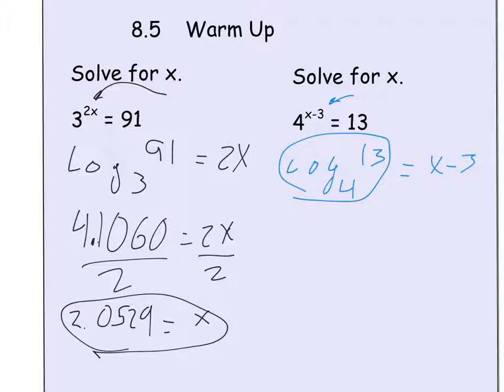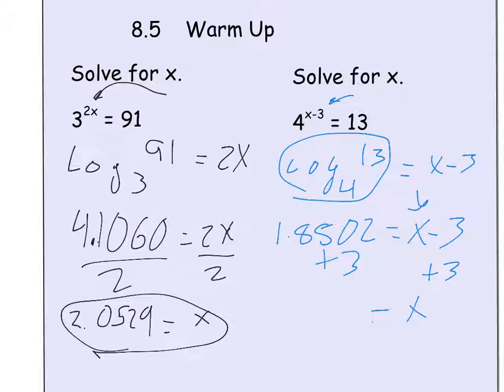Okay, so when I plug that in, log base 4 of 13 and hit enter, I get 1.8502 equals x minus 3. So if we want to solve for our variable x here, we're going to add 3 to both sides, and x equals 4.8502. And that would be my answer right there. So that's just kind of a warm-up. That's what we did before break.